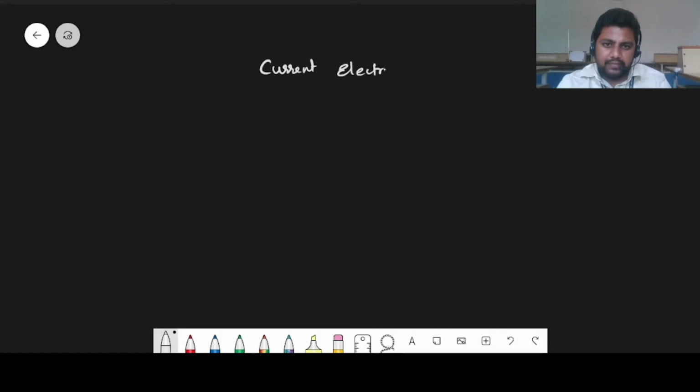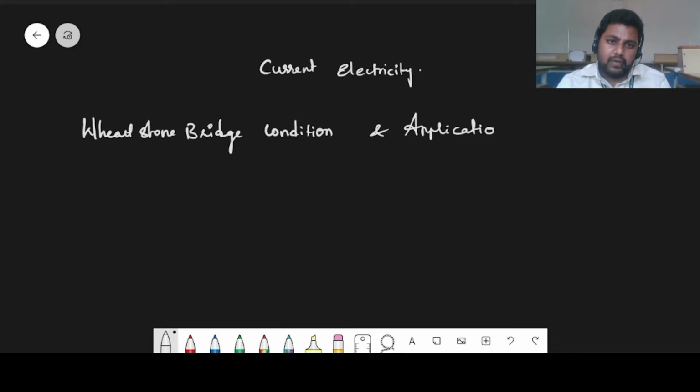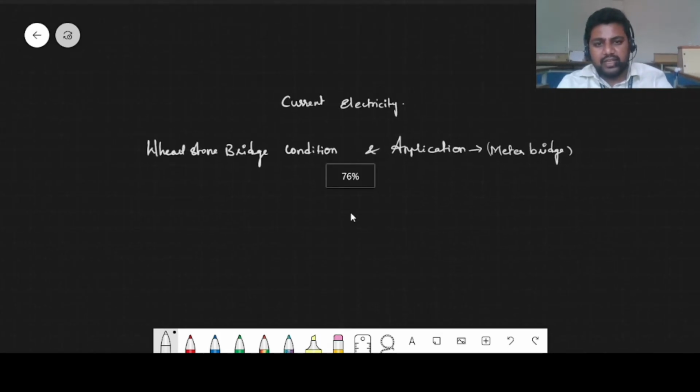Current Electricity. So the topic that we are going to see is Wheatstone bridge condition and the application of it. Application in the form of meter bridge we will be learning. Meter bridge. Now let us understand what is this Wheatstone bridge condition and what is this arrangement.